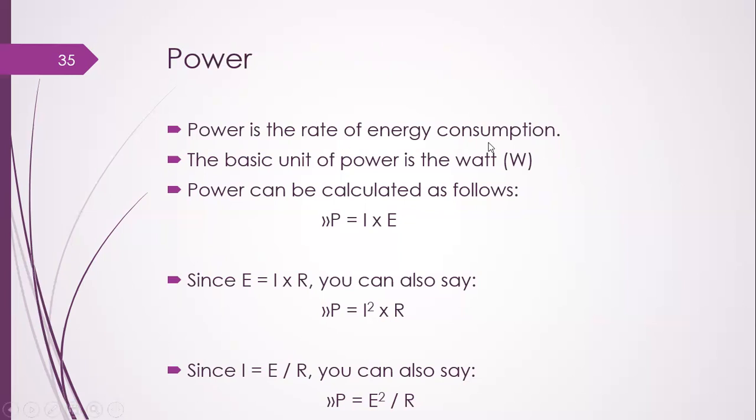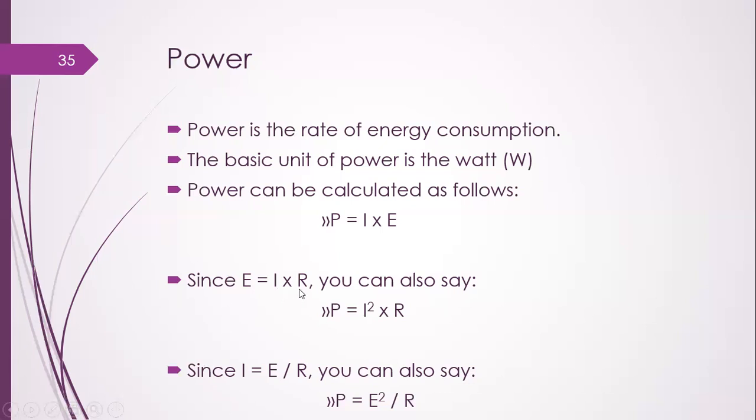Power is the rate of energy consumption. The rate of energy consumption is called power. And as well, the second definition, which is not mentioned here, is the rate at which the energy is changed, then we call it power. P is equal to E upon T. The rate of doing work is also power. So that's the reason it has the formula P is equal to E upon T. The basic unit of power is the watt. Power can be calculated as follows, P is equal to I into E.